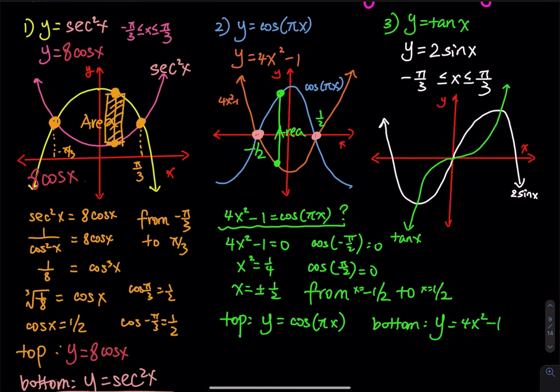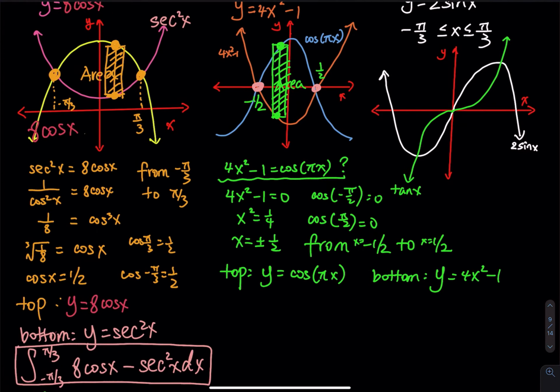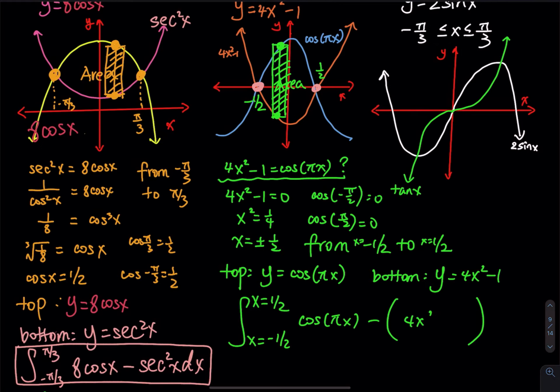So if you draw the rectangle, you go like that using the midpoint rule. We take that point right in the middle of the width. Then we have area equals the integral from x equals negative 1 half to x equals positive 1 half, and then we have top minus bottom, that is cosine pi x, and then we subtract the entire bottom curve, that is 4x squared minus 1.